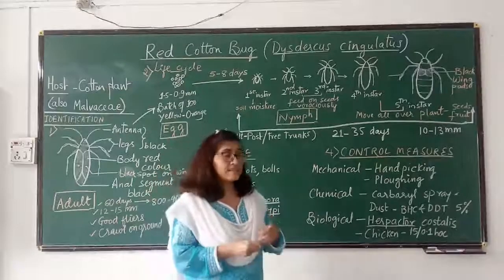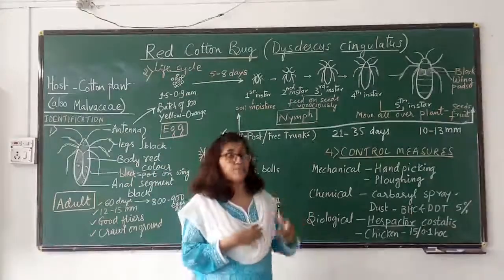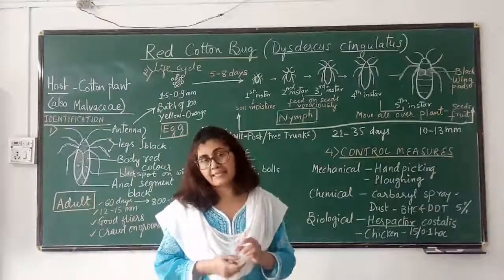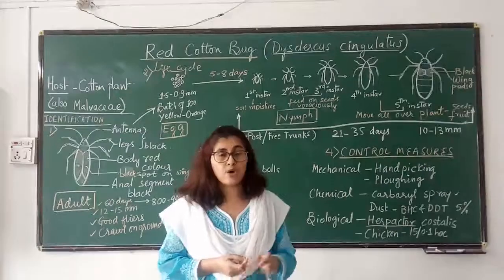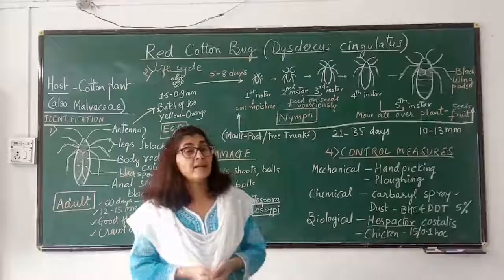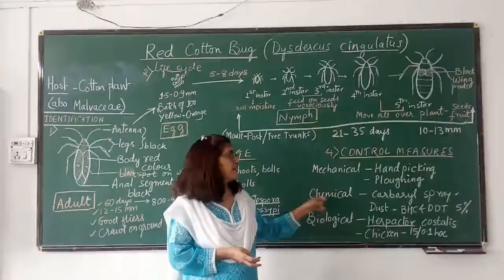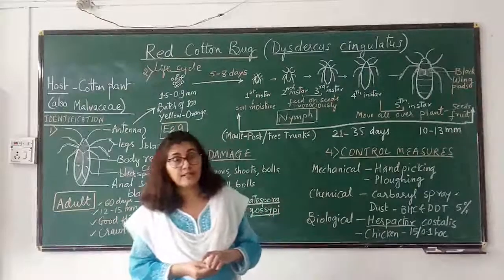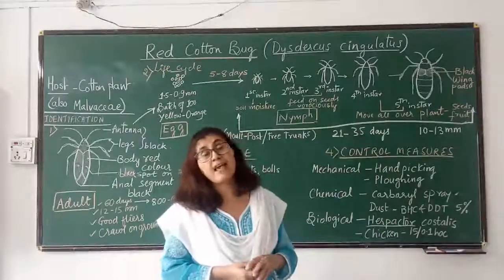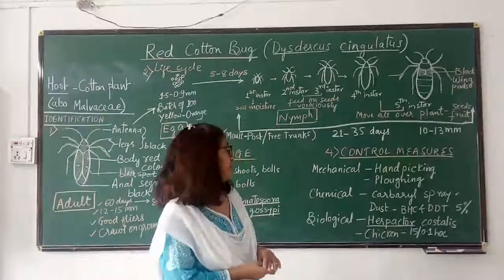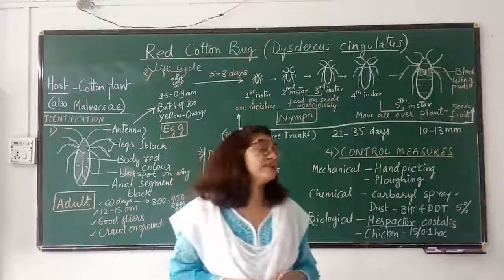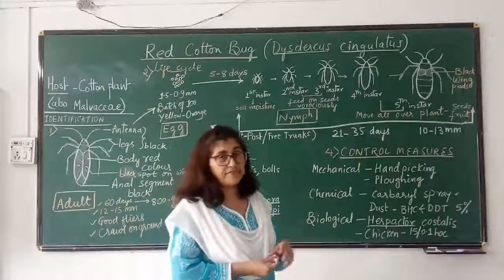Otherwise, you can go for ploughing also, plough the land so that the eggs which are there in the moist soil will come up. They will come in contact with air and sunlight, they will dry and will be destroyed. Then chemical control: you can go for carbaryl spray, you can go for 35 cc endosulfan, then dusting of BHC or DDT 5%, they are quite effective.